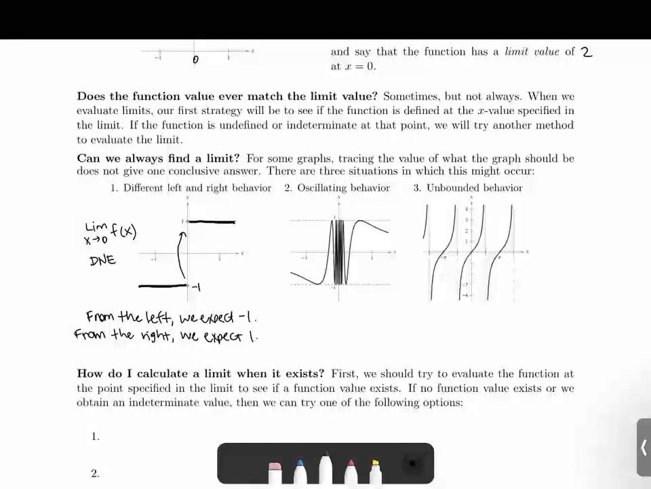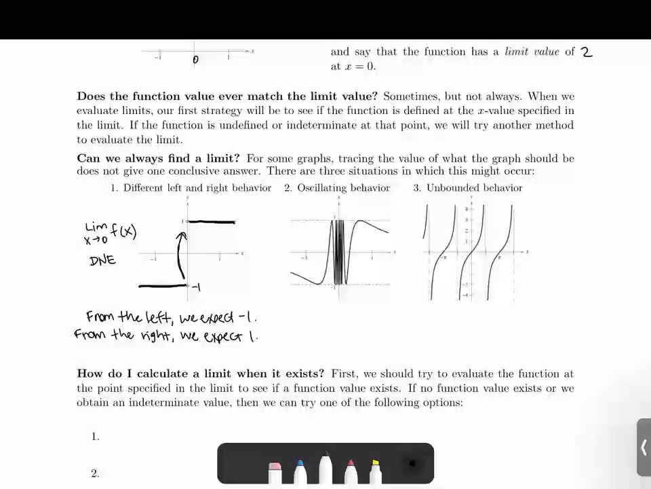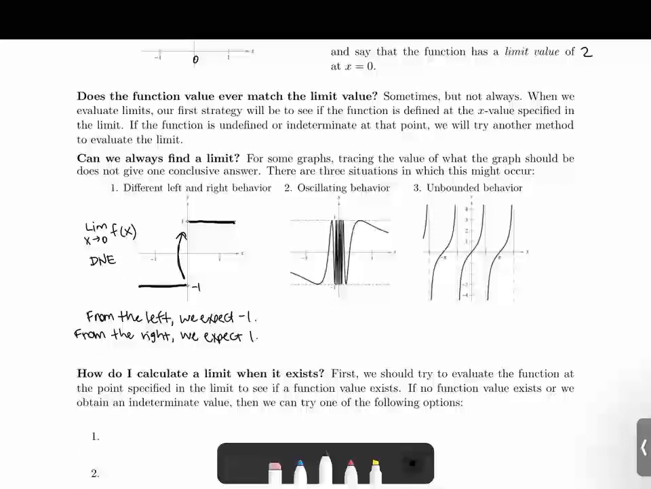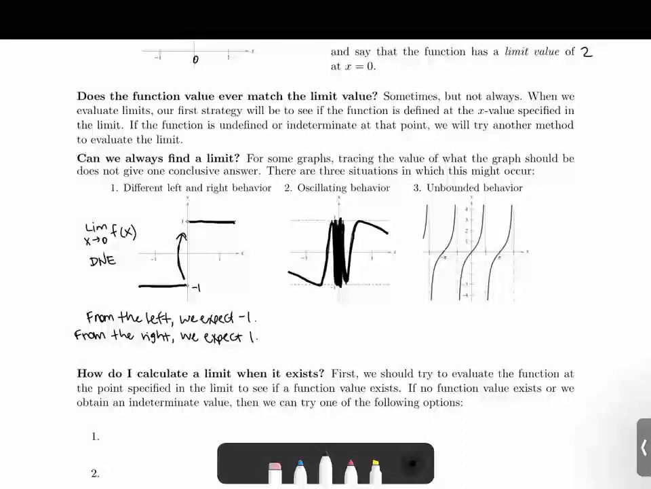This limit does not exist, because we have this kind of jump and quick change in the graph. So the next thing is when a graph oscillates. If we're going to trace this graph here, what's happening is that we are jumping back and forth between 1 and -1 from the right, and then from the left, we're also doing the same thing, jumping back and forth between 1 and -1 very, very quickly. You can see the graph gets kind of messy there in the middle. And so this is called oscillating behavior.